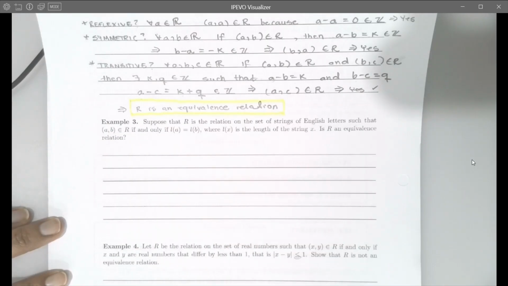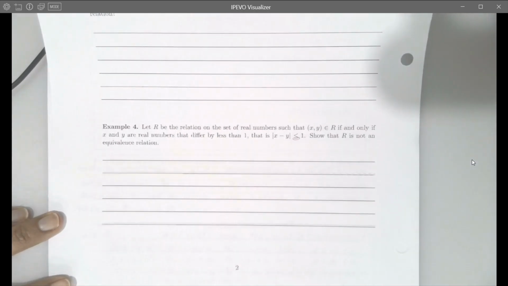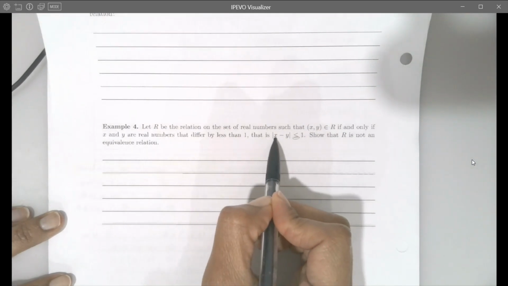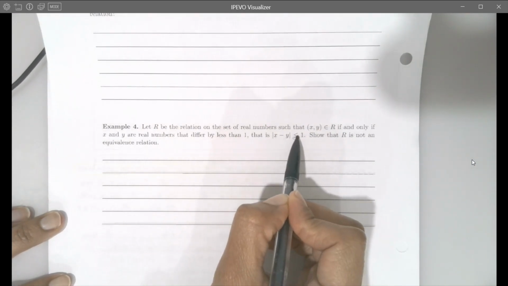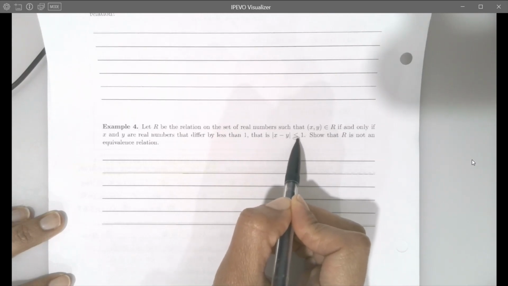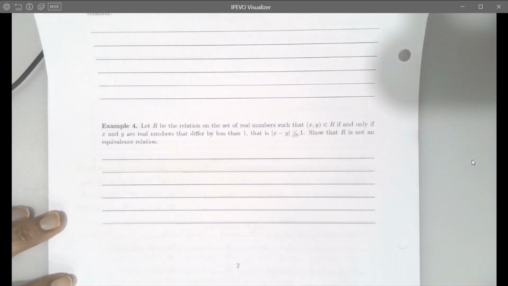The next example I'm not going to complete because I am going to let you work on this during your lab time. But example number 4 reads, let R be the relation on the set of real numbers such that x comma y is part of the relation if and only if x and y are real numbers that differ by less than 1. That is, and there is a typo here, that is the absolute value of x minus y is strictly less than 1. The equals symbol should not be part of the inequality. Show that R is not an equivalence relation.